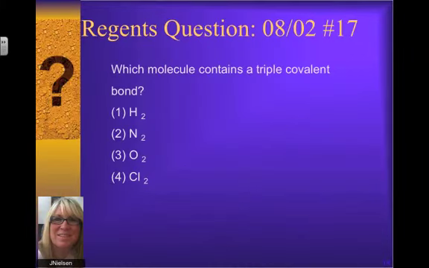So which molecule contains a triple covalent bond? Well, you know Cl's got 7, so if it bonds to itself, it's only going to be by 1 bond. You know oxygen has 6 valence. If it bonds to itself, it's got to do it by 2 bonds. And nitrogen has 5 valence electrons, so if it bonds to itself, it's got to do it by 3 bonds. So there's your triple bond.